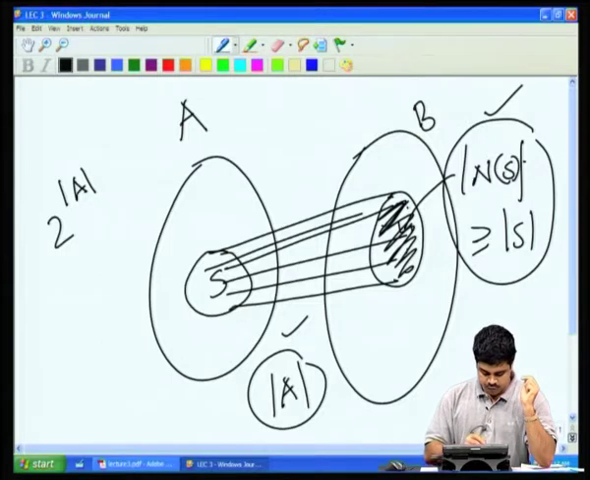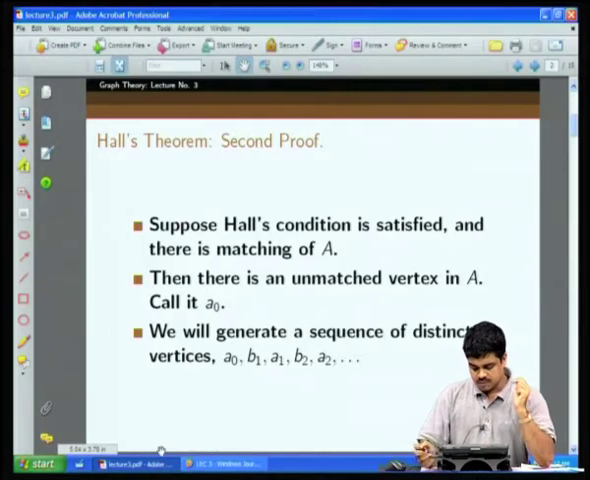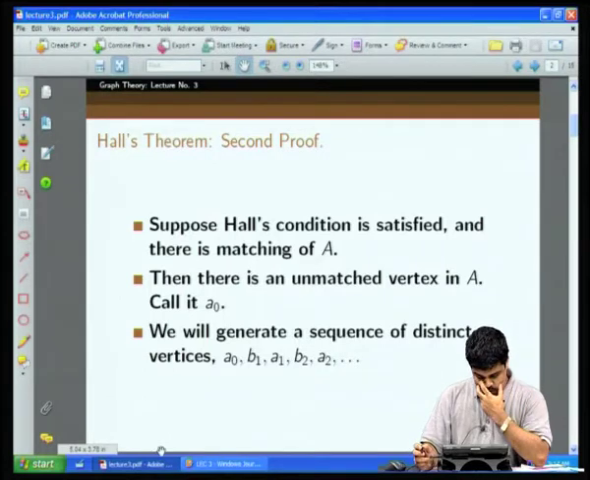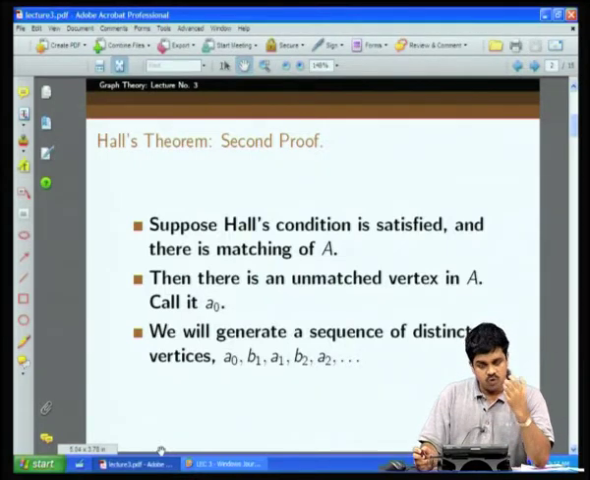Here there is a direct proof. So, we will go through the proof. What we are going to do is suppose it is not true, go by contradiction. Suppose this theorem is not true, that means Hall's condition is valid, but we do not have a matching that matches every vertex of A. In other words, there exists at least one vertex of A which is unmatched. Let us call it A0.